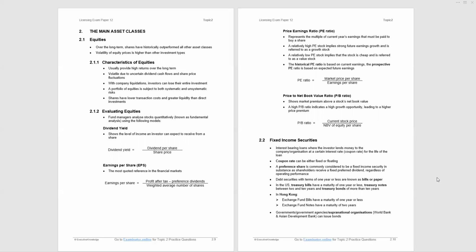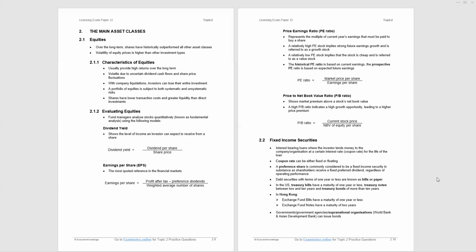Portfolio of equities is subject to both systematic and unsystematic risk. Now, these concepts are very, very important. Systematic risk is the risk of the whole market going down or up, the volatility of the market as a whole, whereas unsystematic risks are the unique risks relative to a particular investment. Shares have lower transaction costs, greater liquidity than direct investments. So it costs you less to buy shares in a property company than to buy underlying properties.